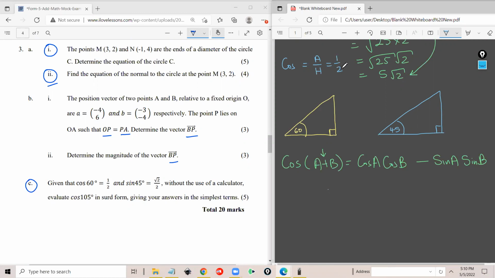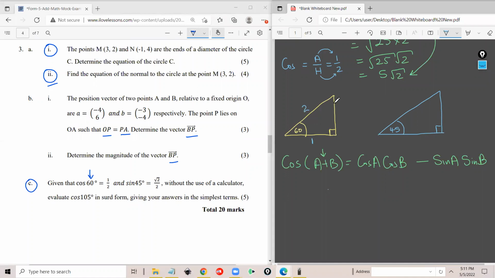What is he trying to say? He is trying to say the adjacent is 1 and the length of the hypotenuse is what? 2. And this is for cos what? 60. So all I did was draw a makeshift right angle triangle. Cos is adjacent over hypotenuse. So here would be the adjacent to the 60 and the hypotenuse is 2.